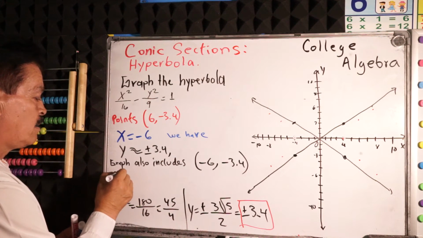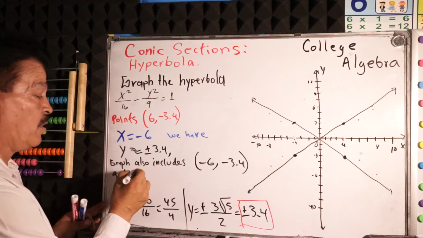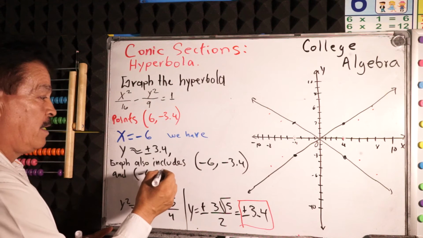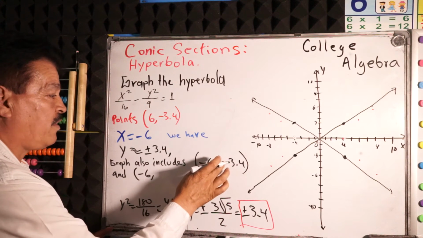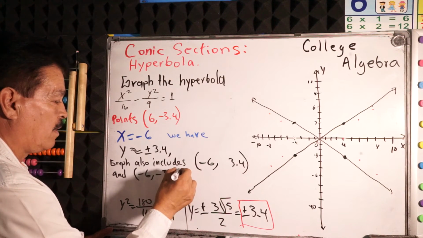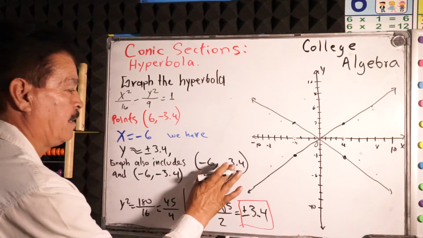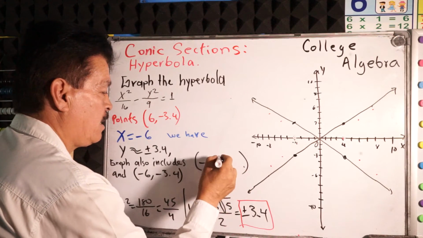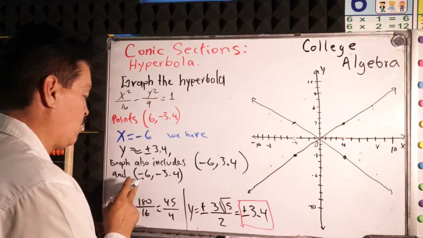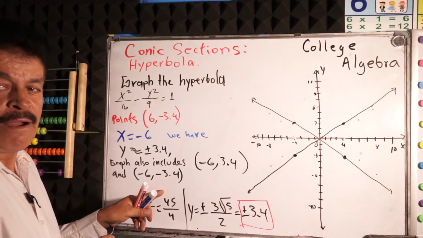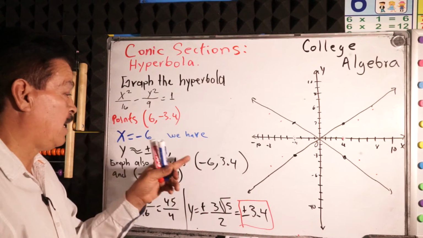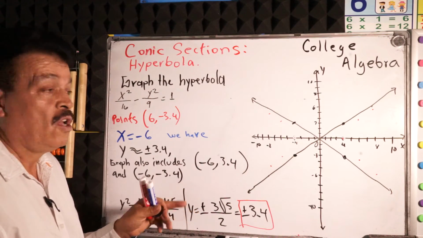And this another point. So negative 6 and positive 4, and then one is negative 3.4. So it includes those points: one is positive 3.4, and the other one is negative 3.4, where x is negative 6.